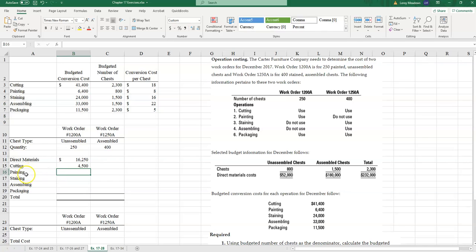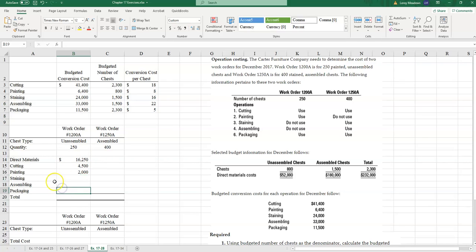Now let's take a look at painting. Does the unassembled chest get painted? Yes, it does. So we're going to incur operations costs associated with the painting for work order 1200A. So I'm going to take the number of units that are unassembled in this work order times the conversion cost per chest from the painting operations. And when I do that, I get costs of $2,000 of painting associated with this work order.